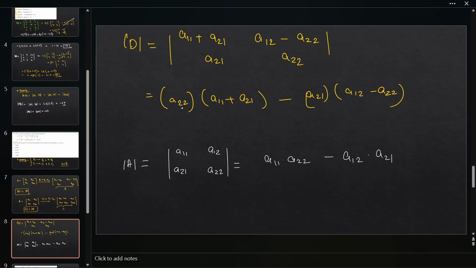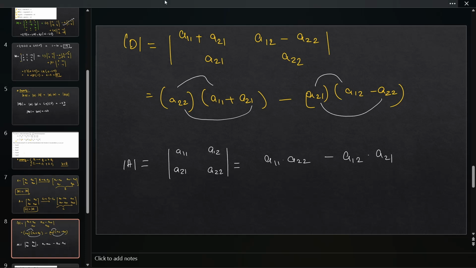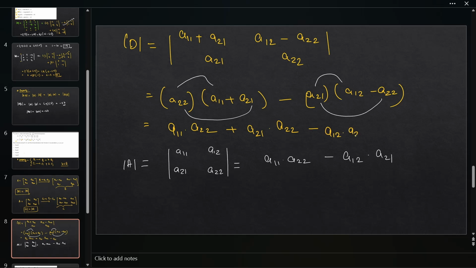So we are getting one term of a22 into a11. Then we will get one term of a22 into a21. And here we get one term of a21 into a12, and then one term of a21 into a22. So let's see what it would become. It would basically become a11 into a22 plus a21 into a22, minus a12 into a21 plus a22 into a21.